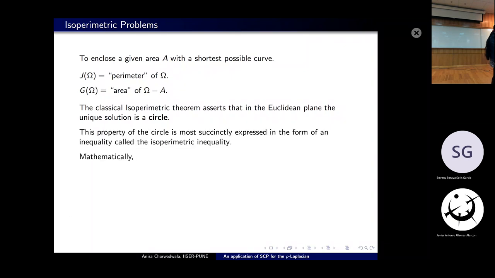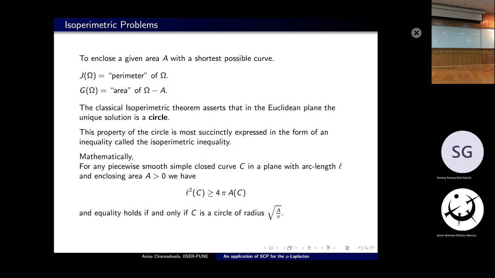And this property of the circle can be expressed in the form of an inequality, which is called an isoperimetric inequality, which says that for any piecewise smooth simple closed curve, that means that it shouldn't have self-intersection, and we are talking about planar curves here. So any piecewise smooth simple closed curve C in a plane whose arc length is L, and suppose it encloses area A, then perimeter squared is always larger than or equal to 4 pi times the area. And this inequality becomes an equality if and only if C is a circle of radius root A by pi.